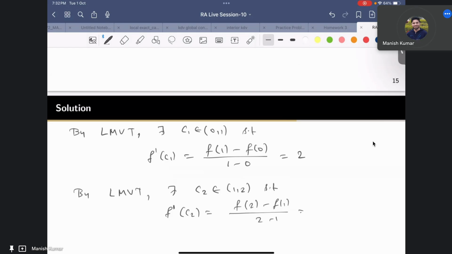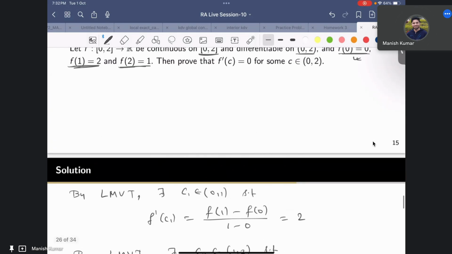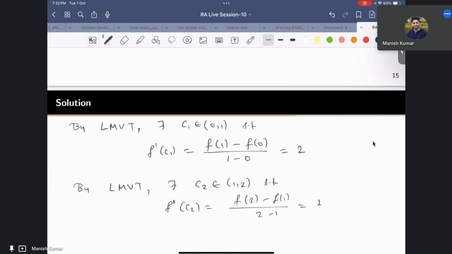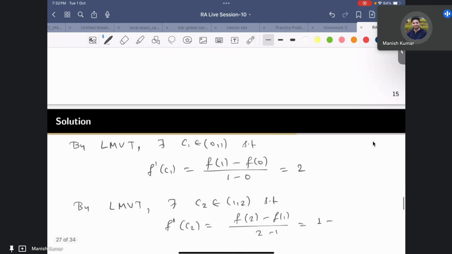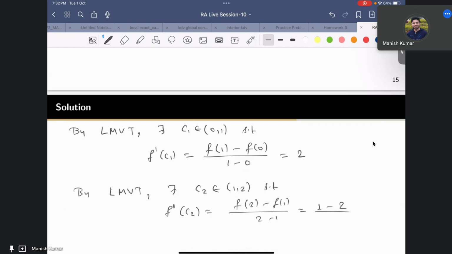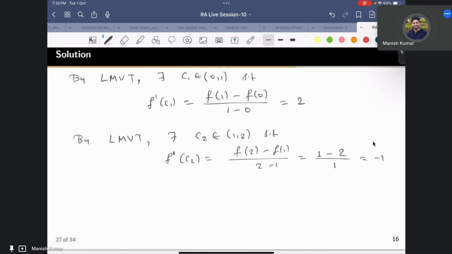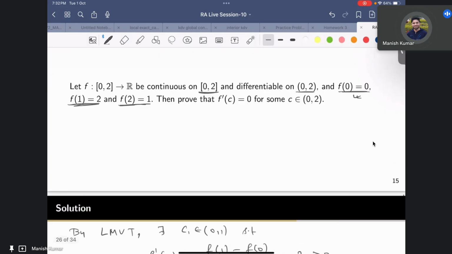Now f2 is given to be 1, f1 is given to be 2, and then you have 1 minus 2, so this is minus 1. Now I think it's obvious. This is positive, this is negative, and here you don't need the intermediate value property, because f prime is not given to be continuous. It's just given that f is differentiable.